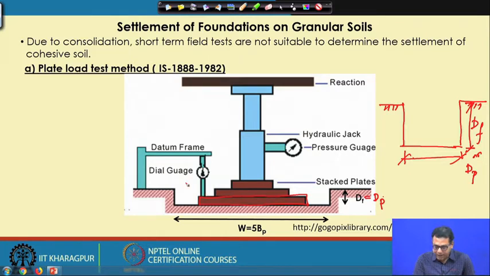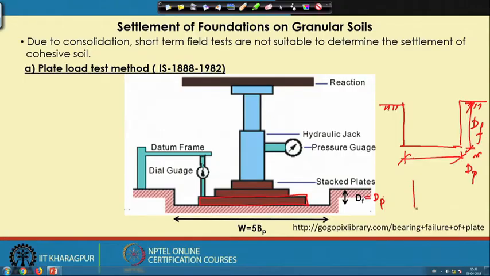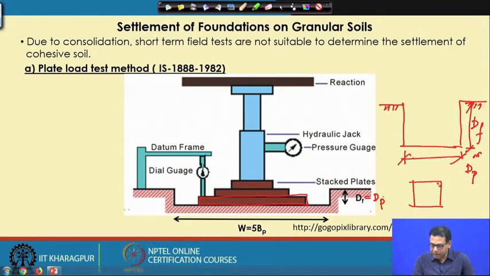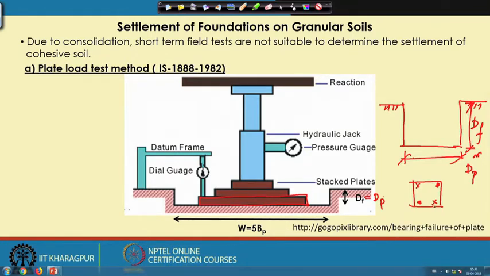This dial gauge is used to measure the settlement, and generally we place 2 dial gauges at opposite corners of the plate. So if this is the plate, we place 2 dial gauges, one here and another here, and then we take the average of these 2 values as the settlement of the plate.